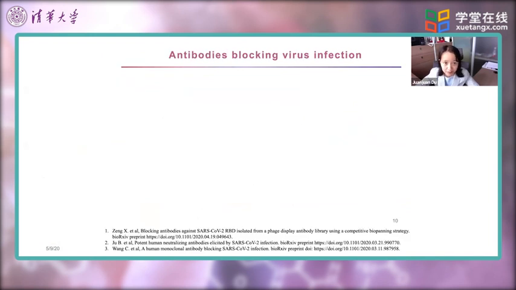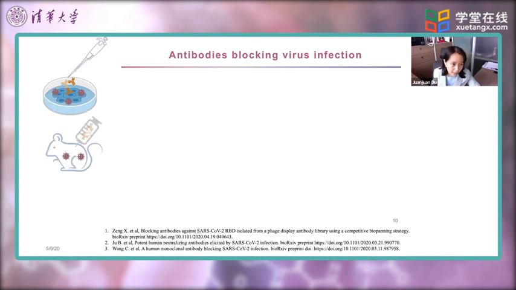Now again, does this work? Do the neutralizing antibodies work? Well, there are different stages of testing whether it works or not. For example, we can test it in cell culture to see whether this antibody blocks the virus from infecting the cells. Or we can test it in an animal model. And eventually, we have to test it in humans to see whether it's really working. Okay, but currently, it's still too early to say.